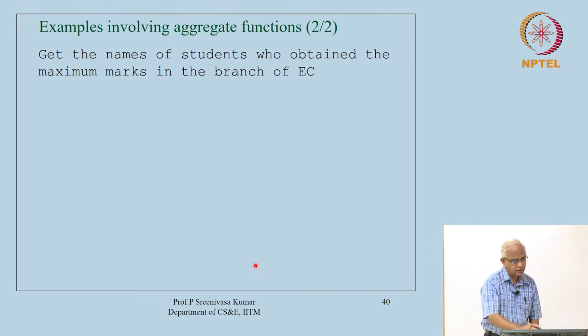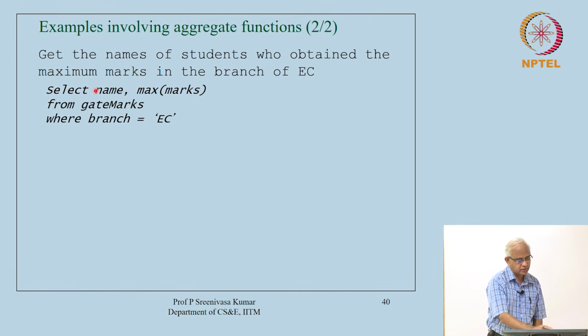Okay, before we go on to that, let us look at this query which illustrates a subtle point about using aggregates. Get the names of students who obtained maximum marks in the branch of EC. So, we want names of students who obtained the maximum marks, and there will be several people who have obtained the maximum. Now, an attempt like this, where select name and max of marks where branch is equal to EC, actually does not work.